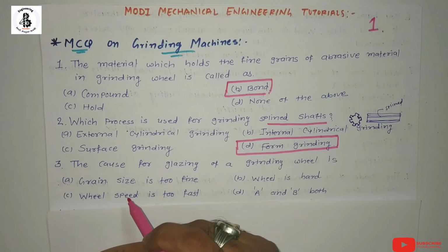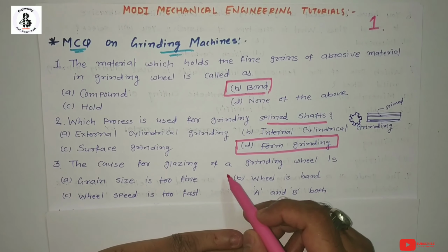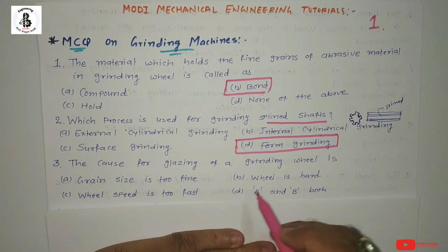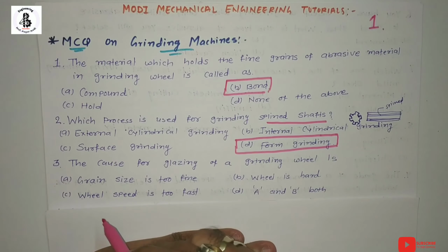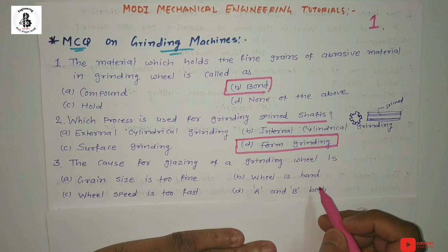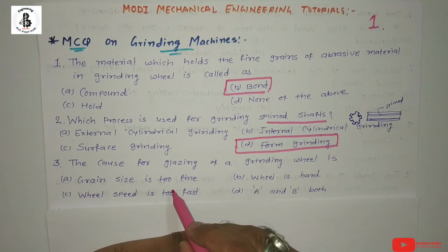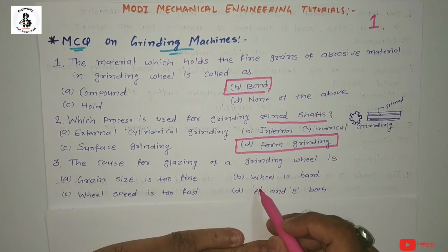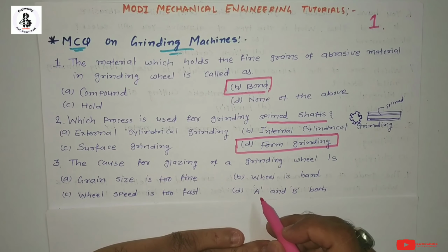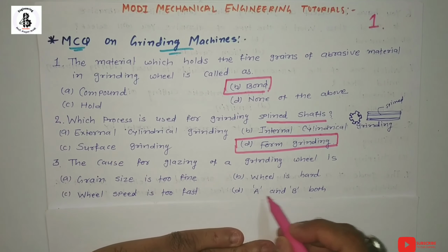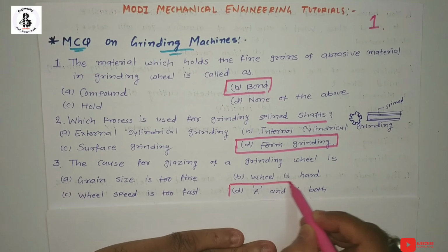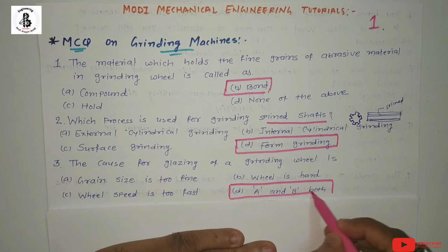The next question. The cause of glazing of a grinding wheel is: option A, grain size is too fine; option B, wheel is hard; option C, wheel speed is too fast; and option D, A and B. Basically, grain size that is too fine, as well as a hard wheel, causes glazing of the grinding wheel. So both options A and B are correct. According to this question, option D, A and B both. C is not responsible. So D, A and B.